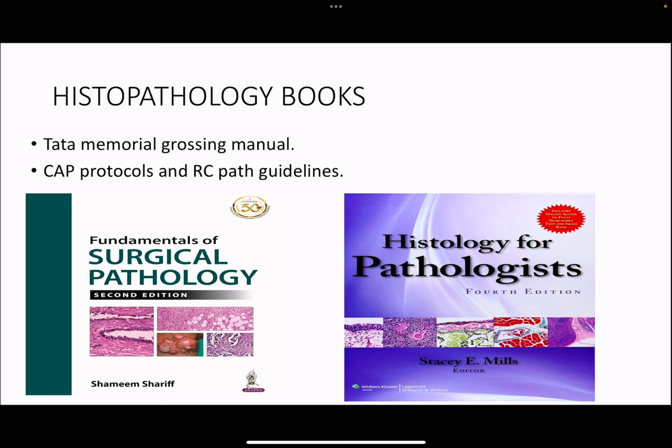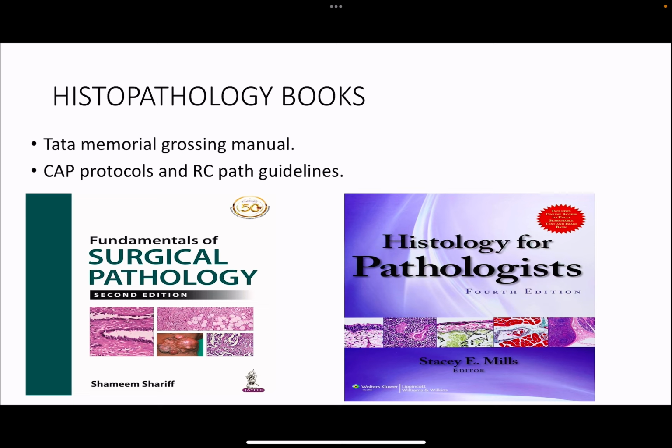For histopathology grossing, you have certain manuals. Each institution has its own grossing manual. But in our college, we don't have a separate manual for grossing. My seniors who went for a conference to Mumbai at the Tata Memorial Hospital brought a manual from there and we are following that. I mean, we read them.